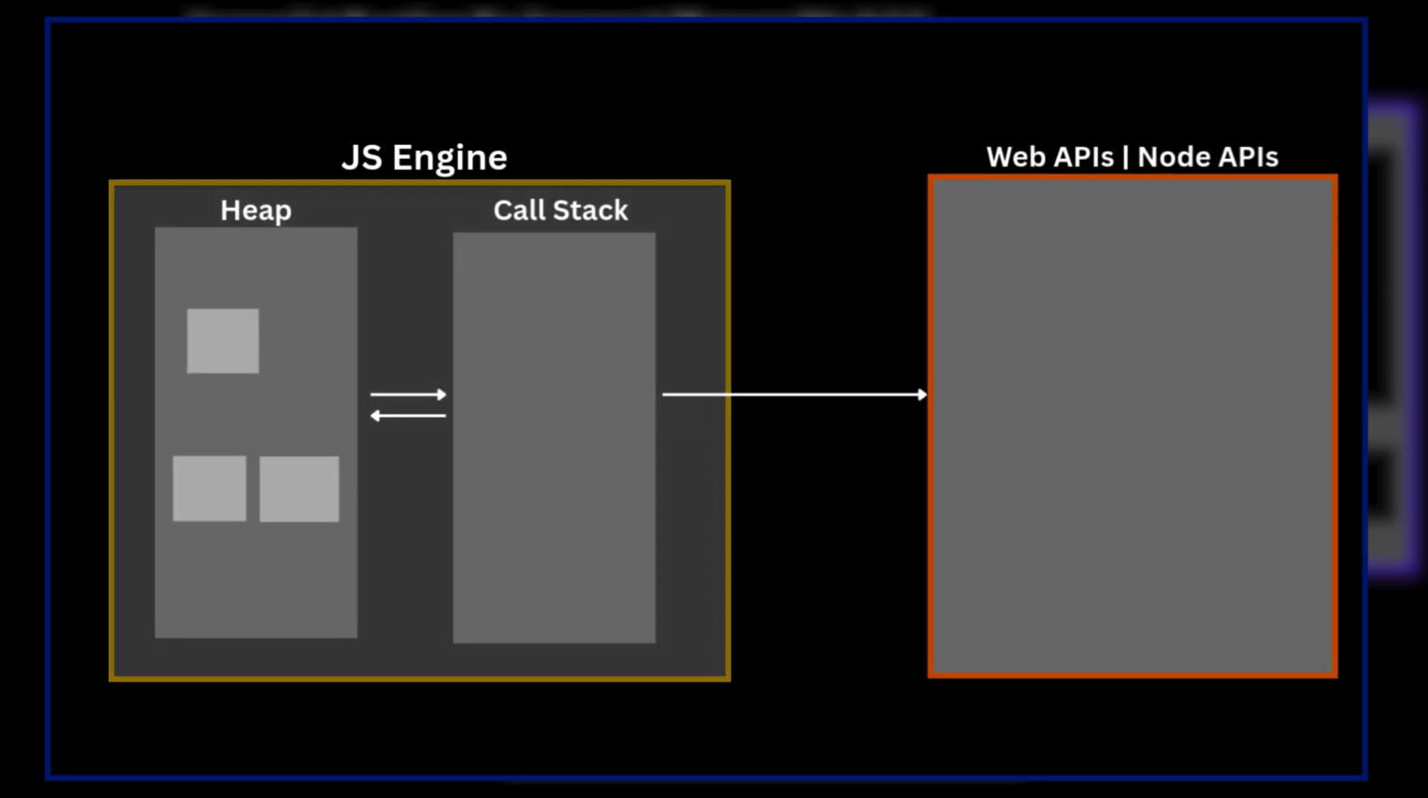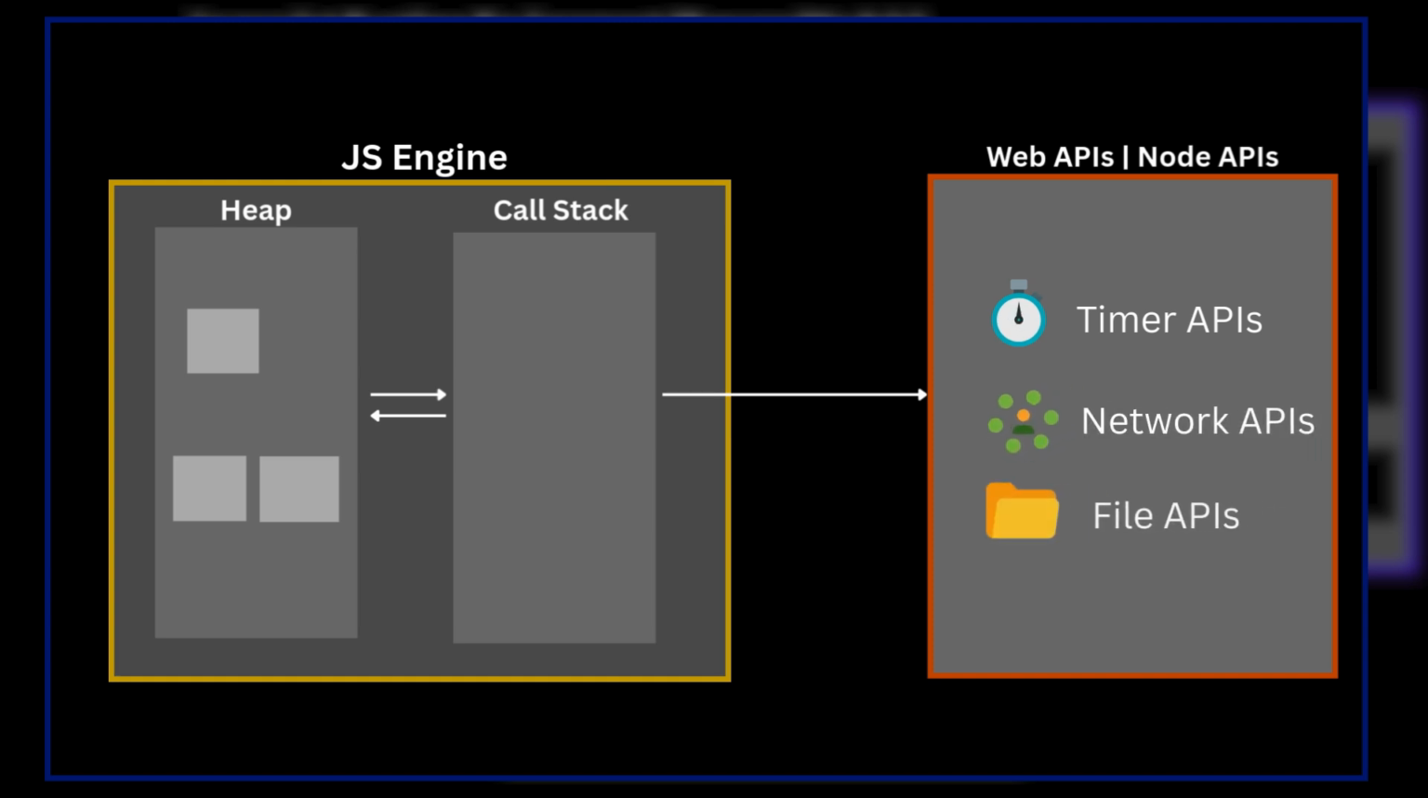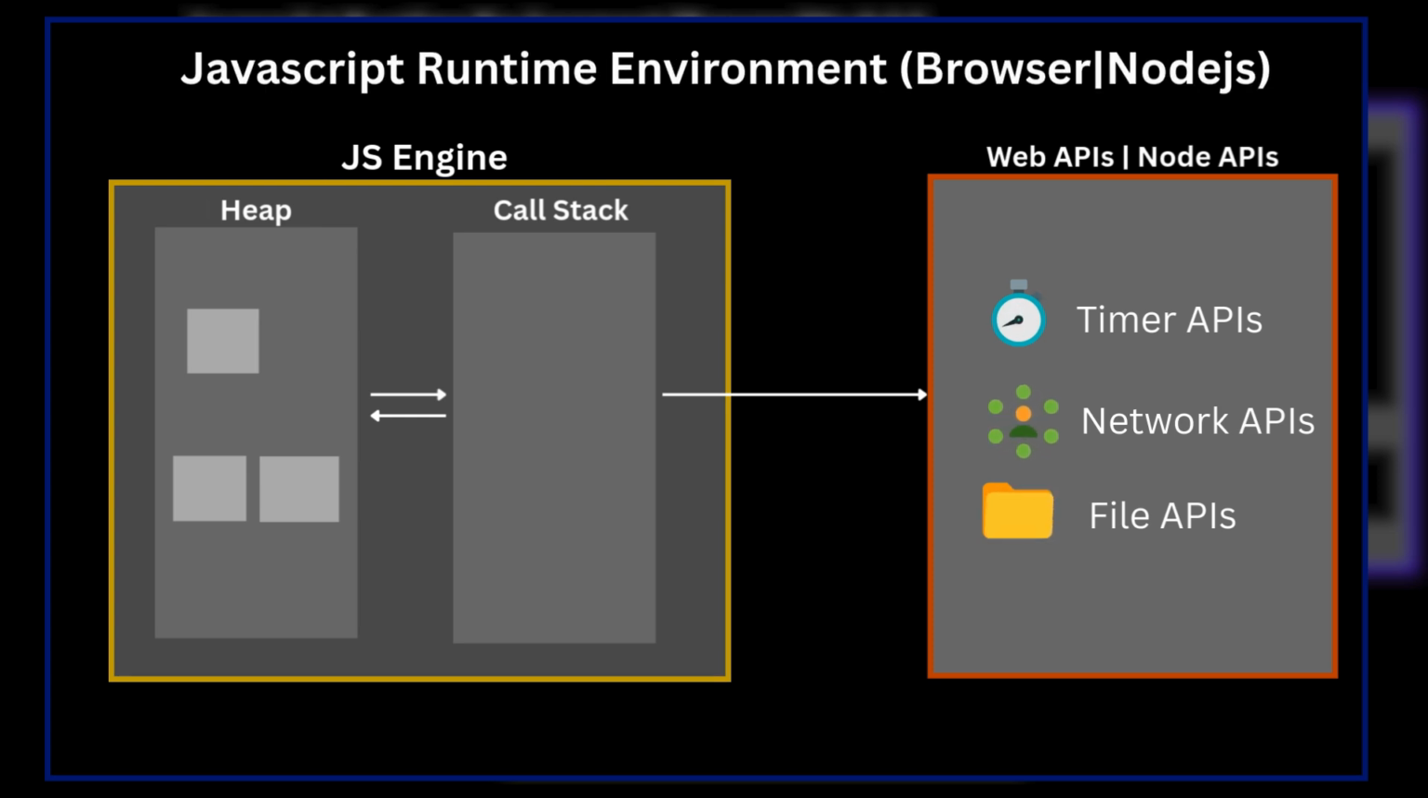First, an important truth: JavaScript does not work alone. JavaScript itself can only execute code and manage the call stack. But things like timers, network requests, or file operations are handled by the runtime environment. That environment could be a browser, or Node.js.